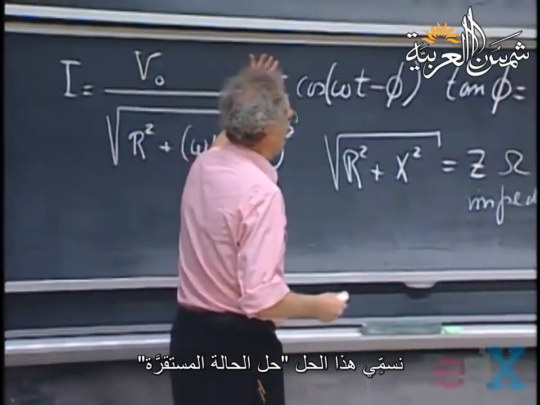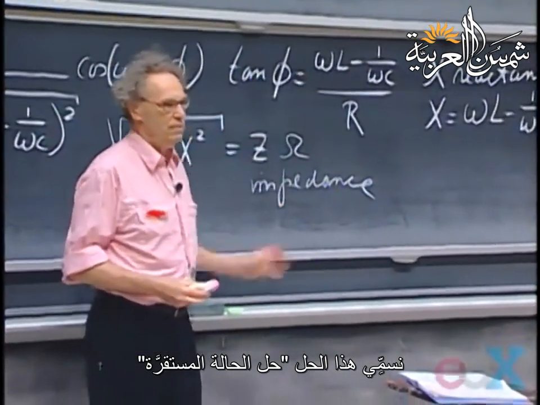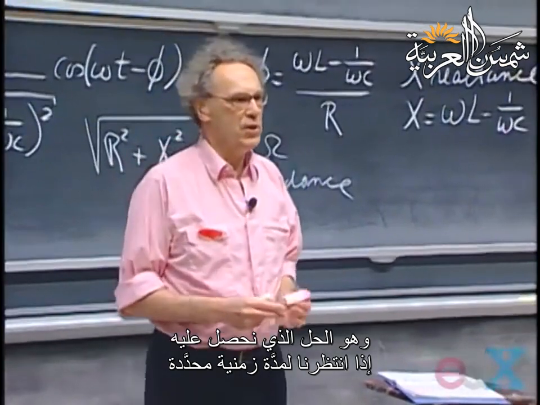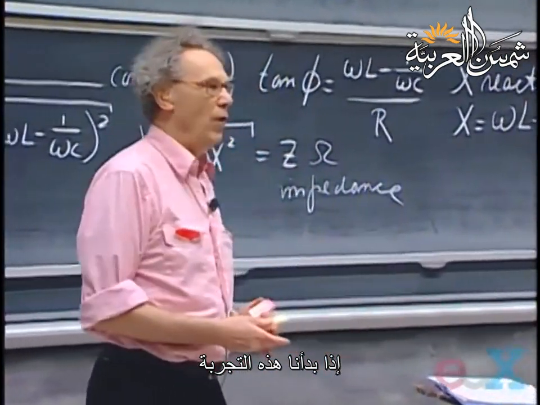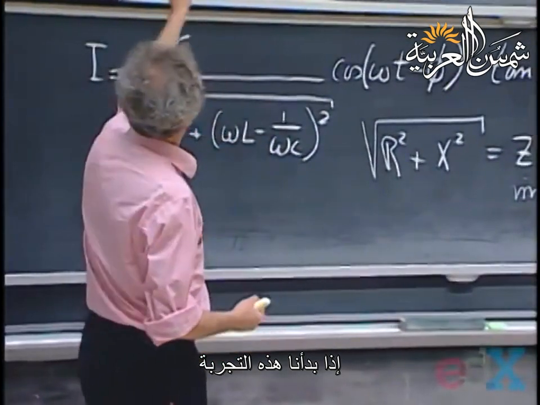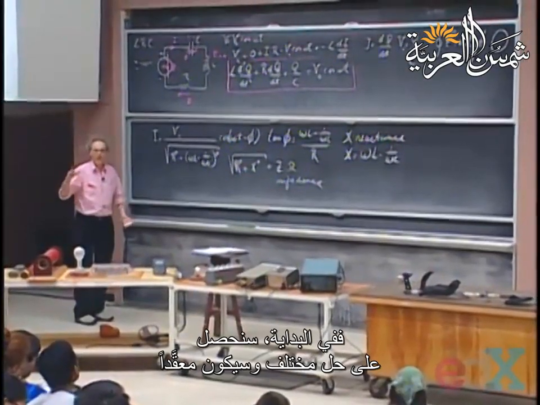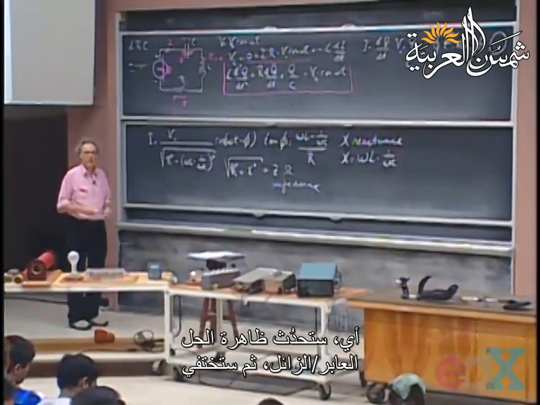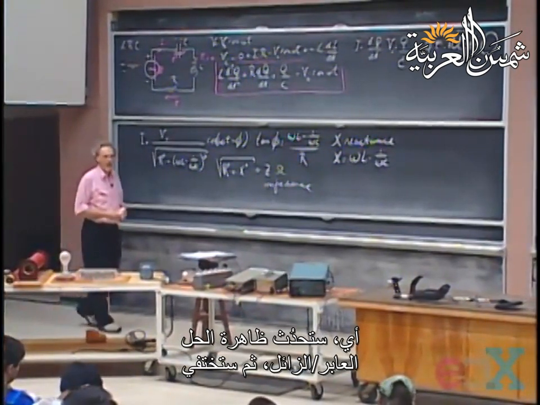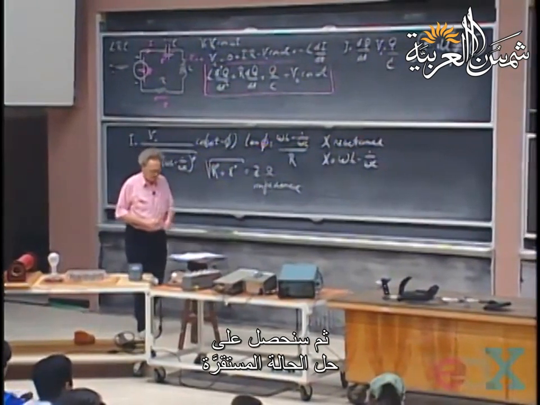This solution is what we call a steady state solution. It is the solution that you get if you wait a certain amount of time. If you turn the instrument on, so you all of a sudden start this experiment, then in the beginning you get a different solution which is more complicated. You get transient phenomena, but these transient phenomena die out, and you end up with this solution.